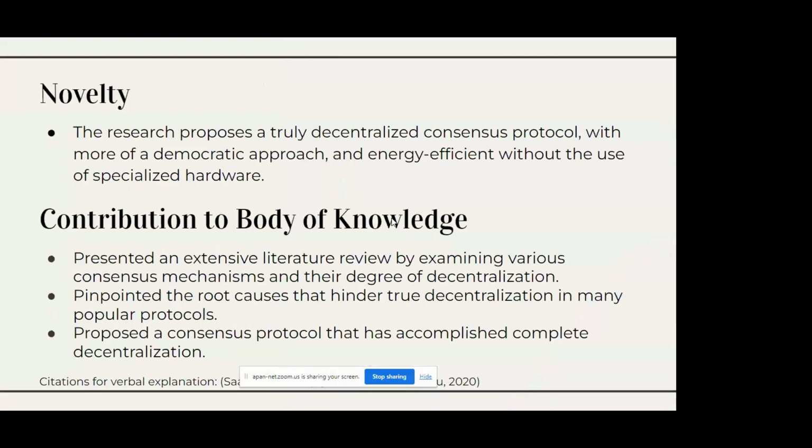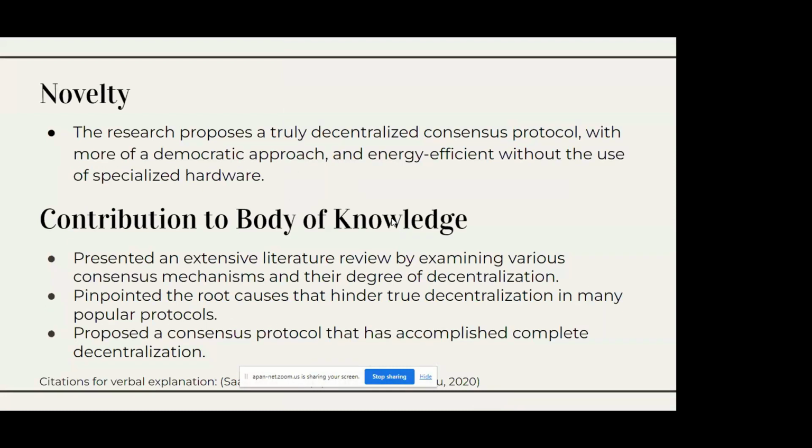So when it comes to the conclusion, novelty: we see this problem has been discussed in the community over the period, but no actual solution has been implemented. But this solution can overcome the issue with decentralization and can give true democracy and decentralization to the network.